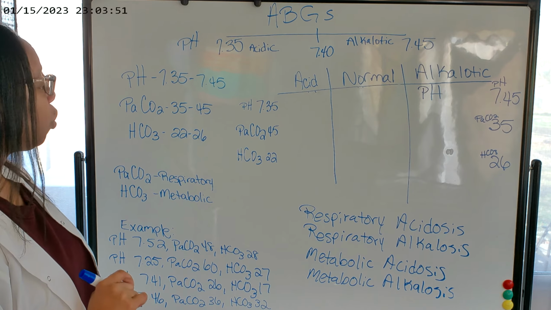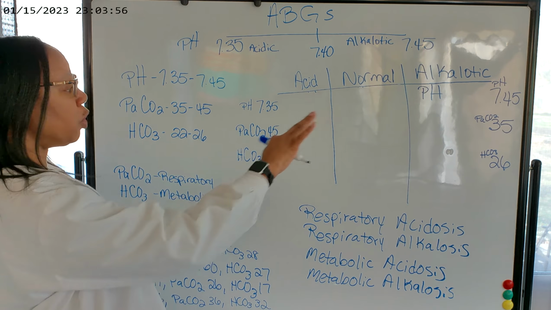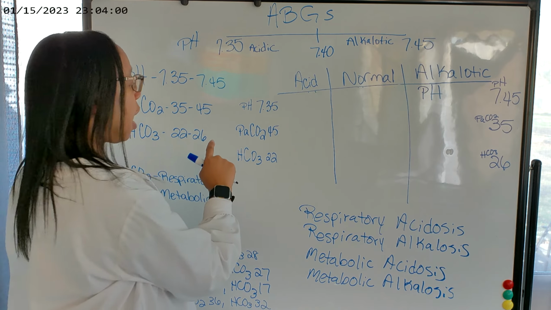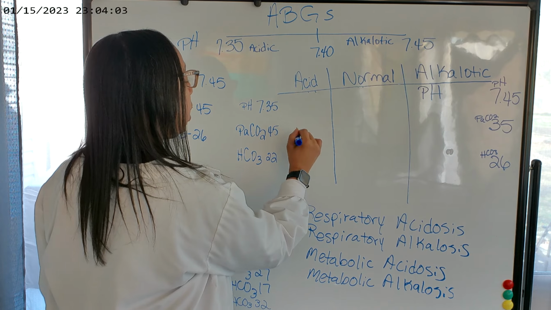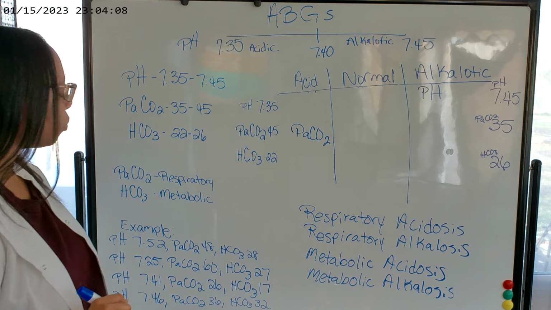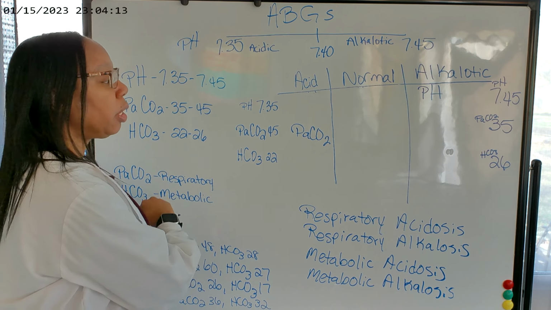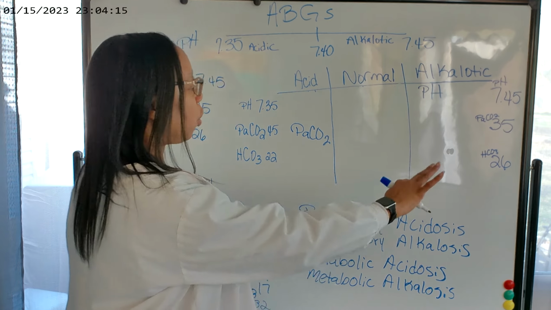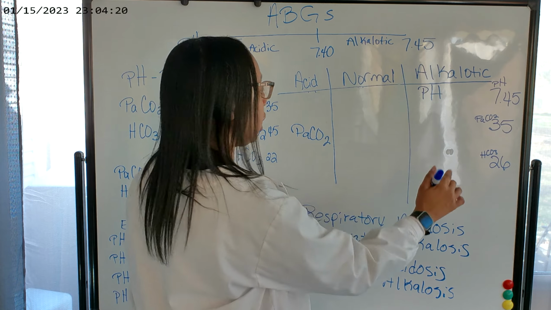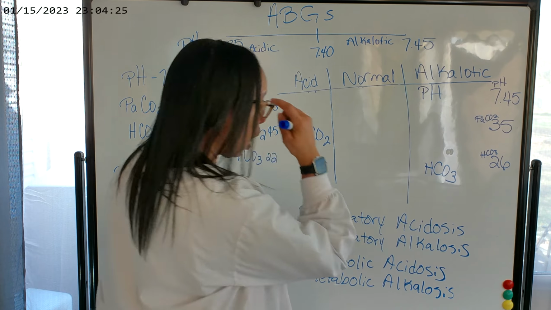A PaCO2 of 48, is that above 45, below 35, or somewhere in the middle? So 48 is going to be above 45. So our PaCO2 is acidic right now. And our bicarb, HCO3 of 28, is that below 22, above 26, or somewhere in the middle? And 28 is going to be higher than 26. So our bicarbonate is alkalic.